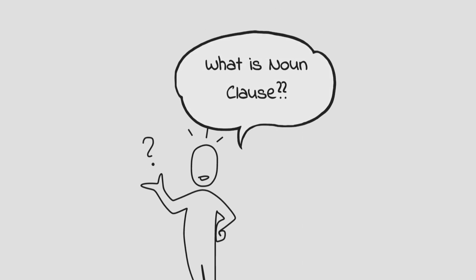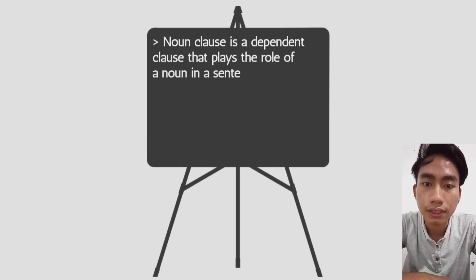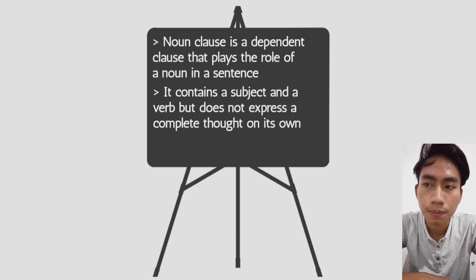What is noun clause? Noun clause is a dependent clause that plays a role of a noun in a sentence. It contains a subject and a verb, but doesn't express a complete thought on its own. So, the noun clause cannot be used alone, and it needs to be joined to an independent clause or to be part of a larger sentence to form a complete thought.